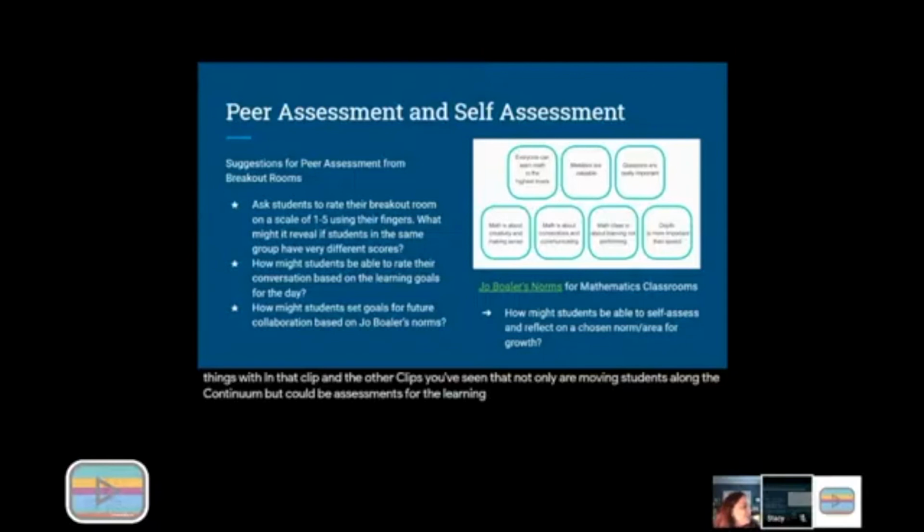How might students be able to rate their conversation specifically tied to the learning goals for that day? Or how might they be able to set goals for future collaboration based on the norms that we have in our frameworks from Joe Boaler? And we have an image and a link to those here. These norms are really important messages to share with our students as we seek to move toward that learner-driven culture, where students are building their identity as mathematicians and taking ownership of their learning and growth. So think about for that self-assessment piece, how might students be able to reflect on maybe a chosen norm or specific area for growth? And how can we build that into our weekly and unit plans?